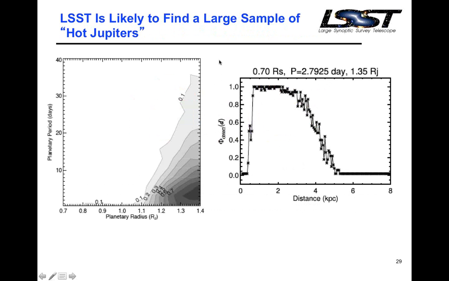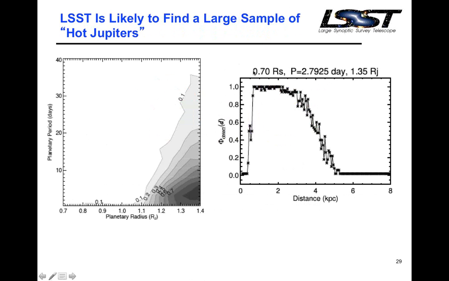So, another area of science involves looking for exoplanets. LSST is not going to find Earth-like planets, but it will find a large sample of hot Jupiters, which are large planets that are close by their parent star. This plot on the left shows, as a function of the planetary period in days and the planetary radius in units of the radius of Jupiter, the probability that LSST will find such a system throughout the galaxy. And you can see as we get to large planets with short periods, which means they're close to their parent star, the probability goes to 100%.